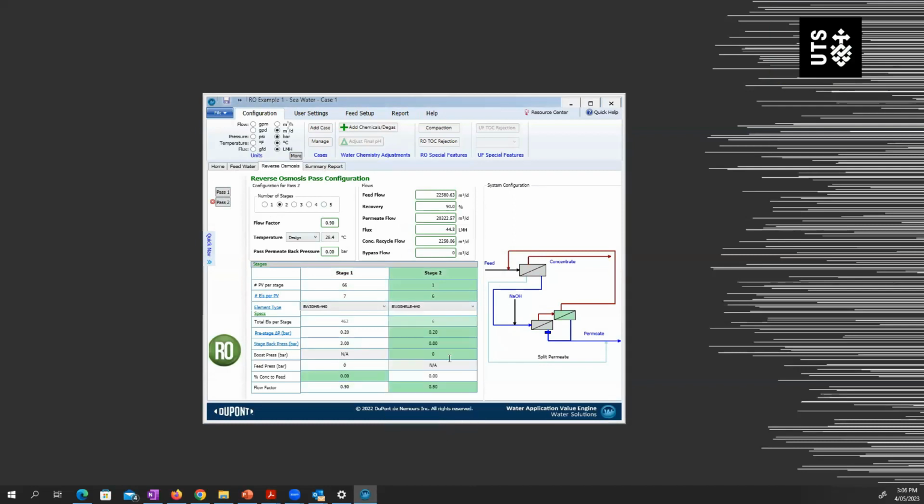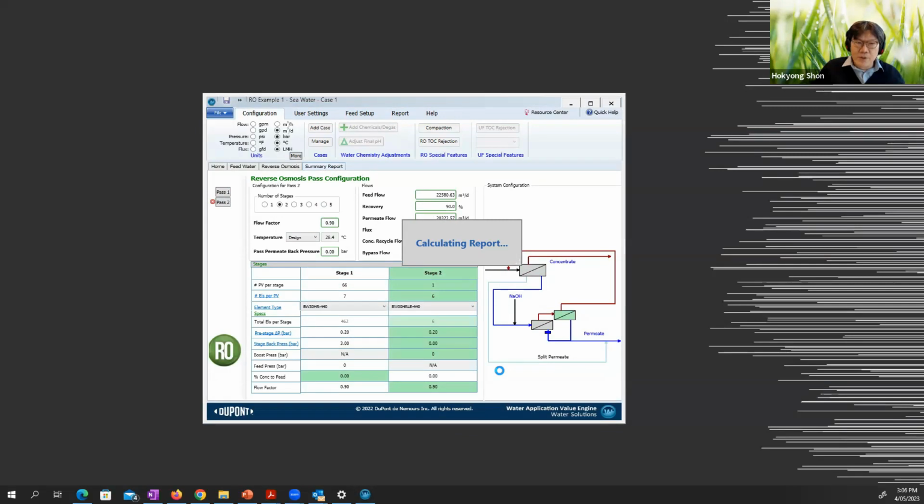Professor, is the stage 1 and stage 2 information all calculated by WAVE? Stage 1, stage 2. Yeah, these parameters like pressure vessels per stage and all of these, are they given automatically by WAVE? No, there is no such automatic.